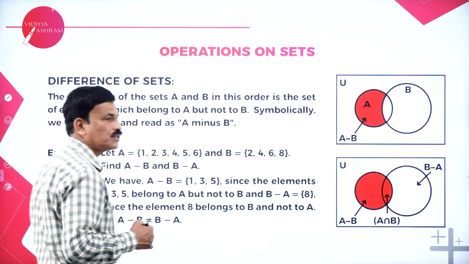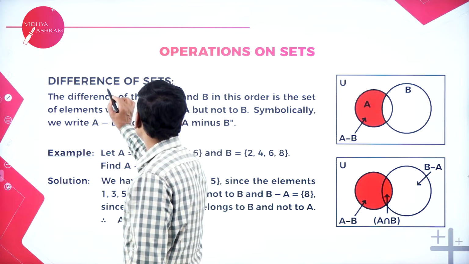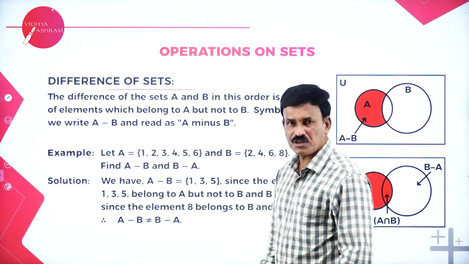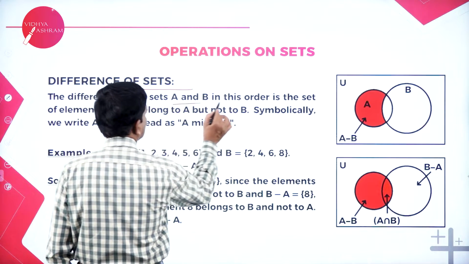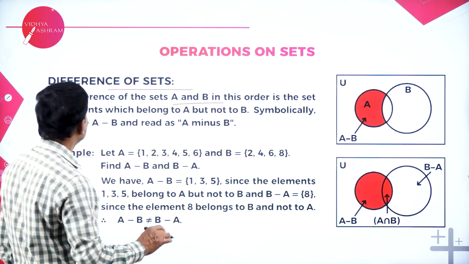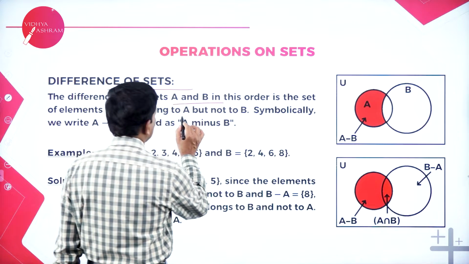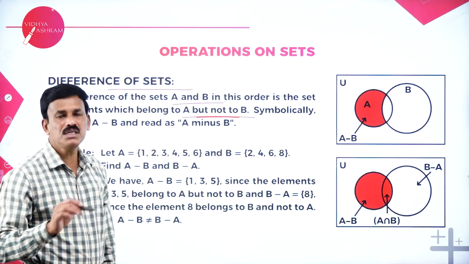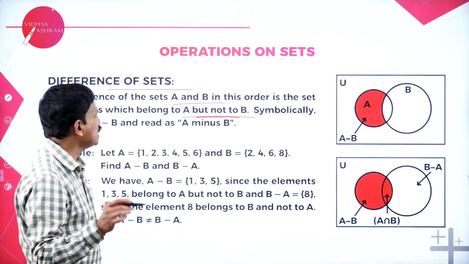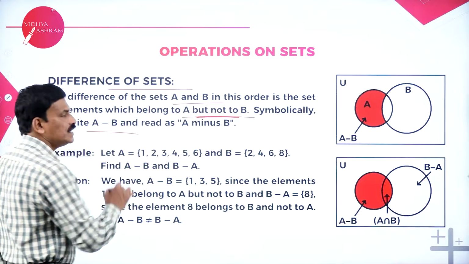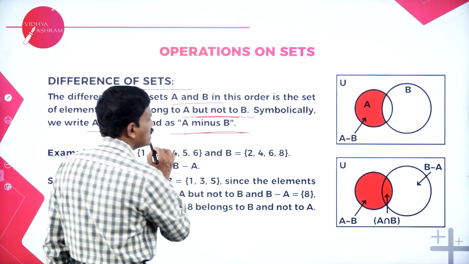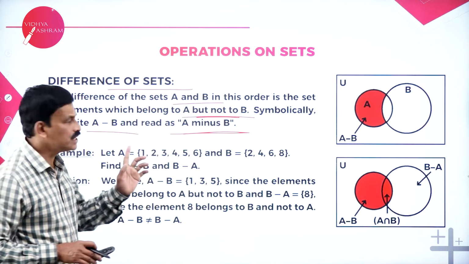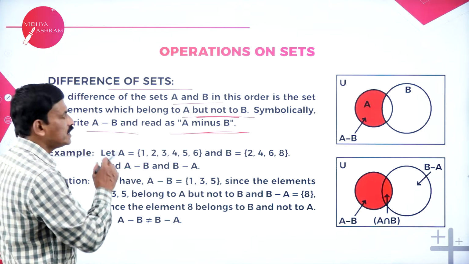Now, let us come to the difference of two sets. What is the meaning of the difference of two sets? The difference of two sets A and B, in this order, is the set of elements which belong to A but not to B. All the elements which belong to A and do not belong to B form A difference B, denoted symbolically as A minus B, read as A minus B. So A minus B means the elements which are in A but not in B. This is called the difference of two sets.